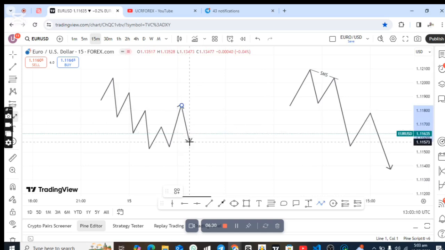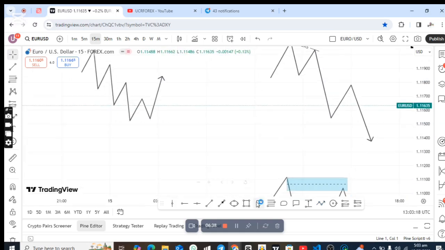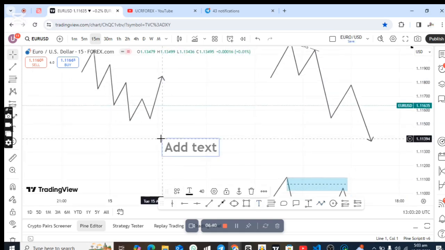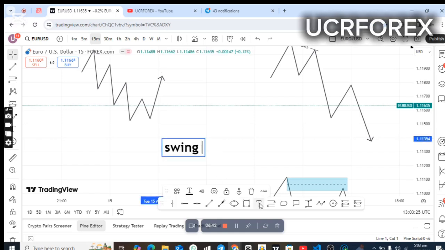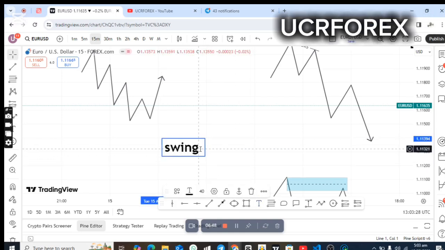But this particular entry model I want to share with you guys is called failed swing highs and lows. Look at the name. The name is called failed swing high. Let me rewrite it again: failed swing highs and lows. We do two things in the market. We can buy, or we can sell. So you choose one at a particular time.